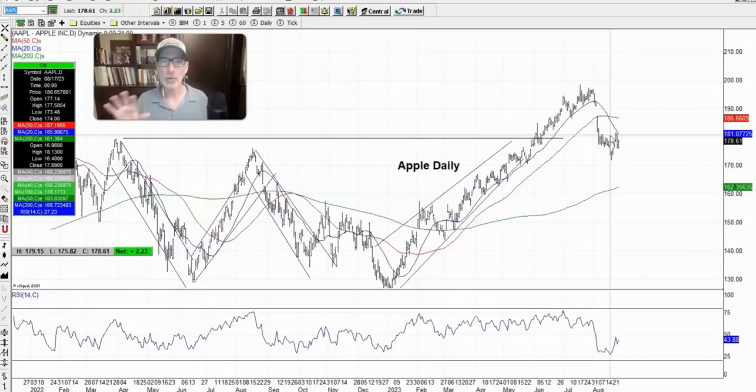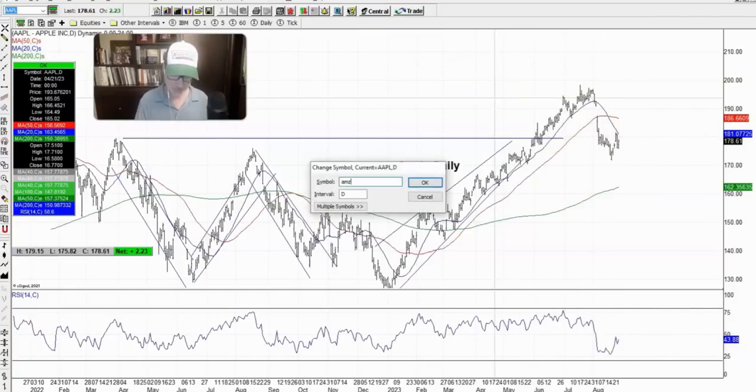Now, most companies have earnings announcements every 3 months. So in between those 3 months, there's really not a lot of market making news that's going to move a stock higher or lower. It's going to depend on how the indexes move. So Apple also at an inflection point, just below that 180 prior area of resistance. So we want to see which way that's going to move. Let's look at Amazon.